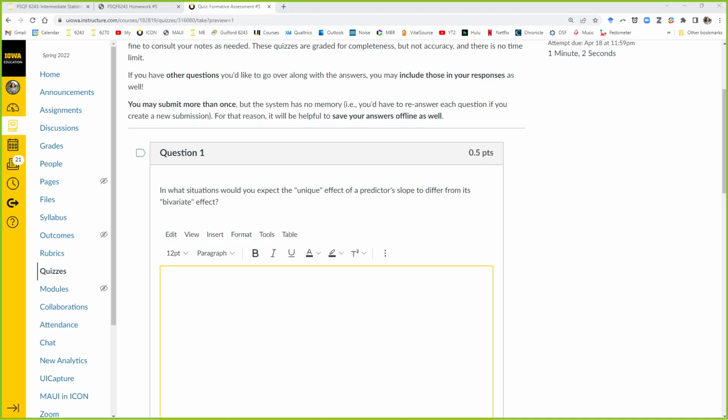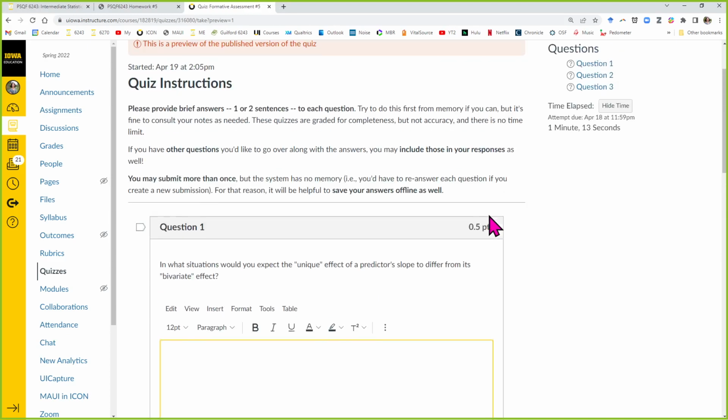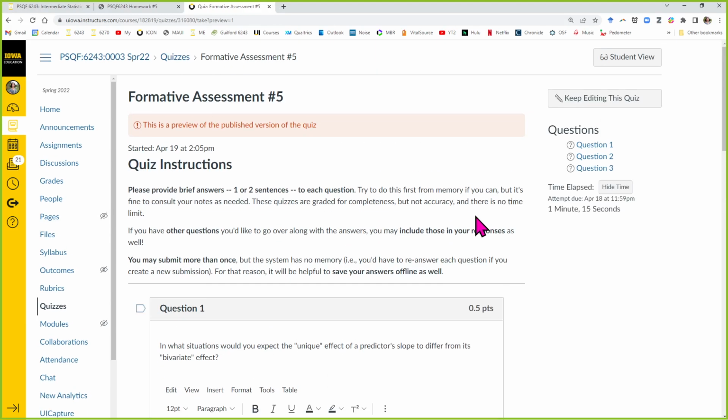There we go. Now we're recording. Okay. So can you all hear me? Zoomers, people, roomers, as it were. Can you all see the formative assessment? Yes, we can. Awesome. Technology working today.